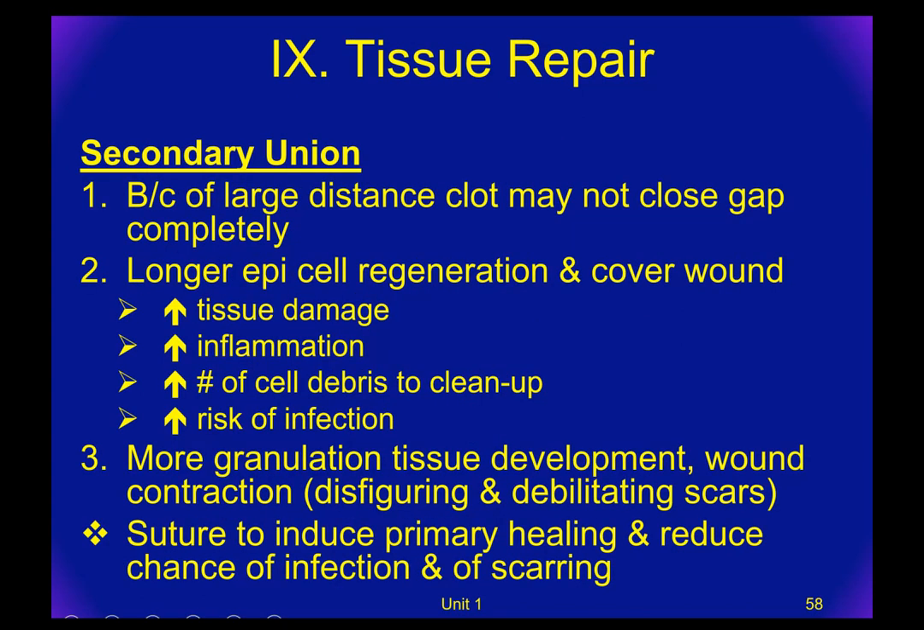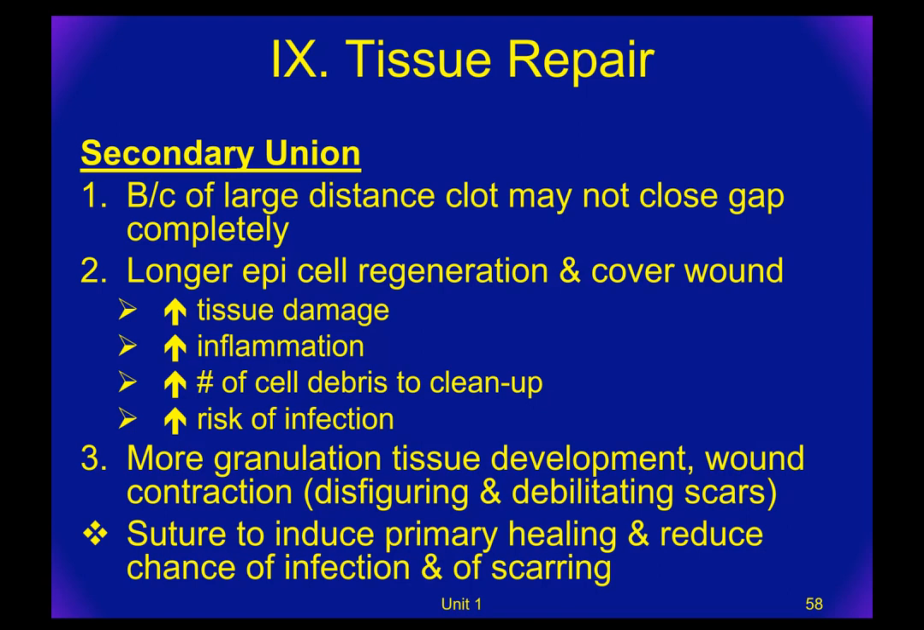Now, in a secondary union, remember, this is where a chunk has been taken out. It's not a paper cut anymore. There's a large distance between the two halves of the wound, which means the clot may not actually pull the ends of the wound together. There may be a gap in there. The problem with a secondary union, it's going to take longer for the cells to regenerate. It's going to take longer to cover the wound.